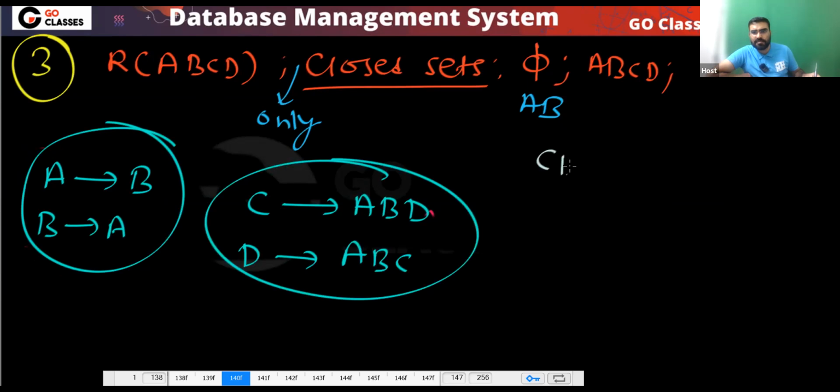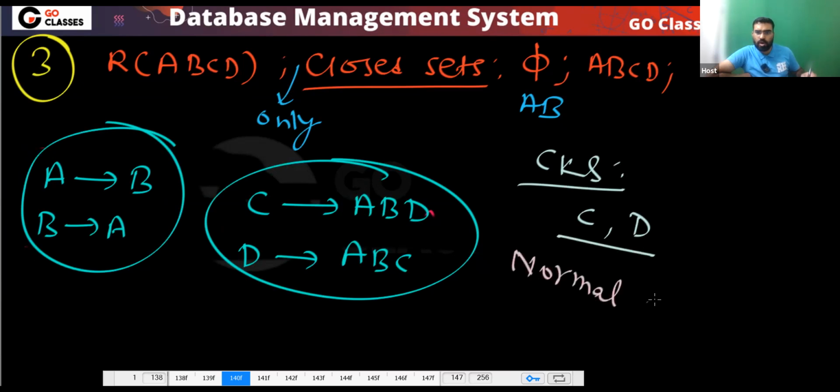What are the candidate keys? C is a candidate key. D is a candidate key. That's it. These are the candidate keys. The relation. What can you say about the normal form?